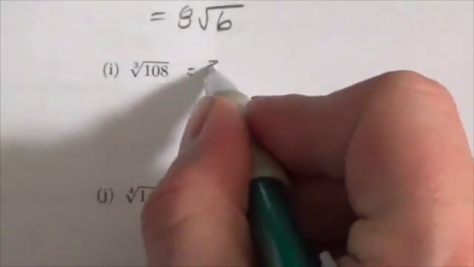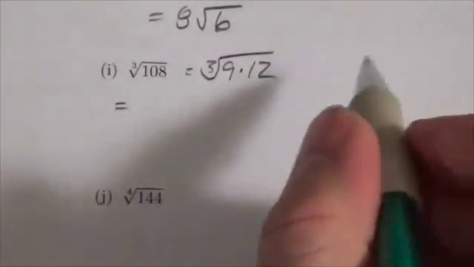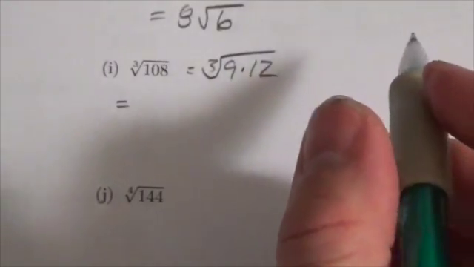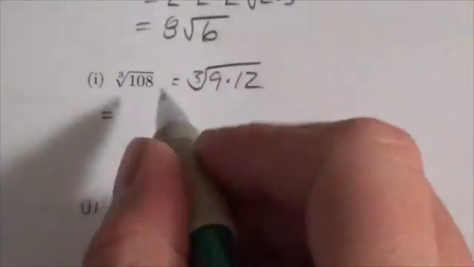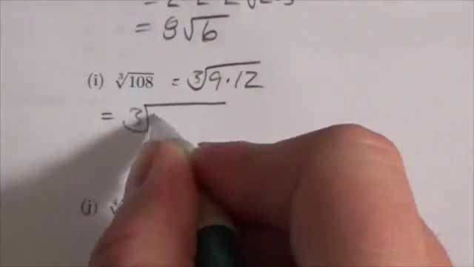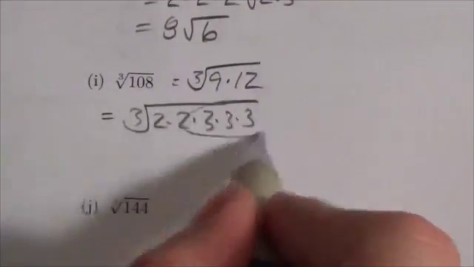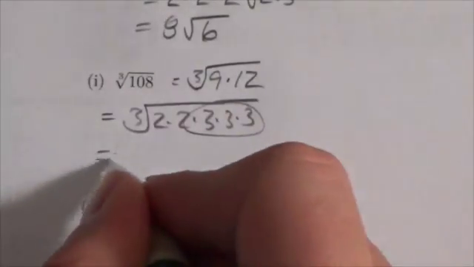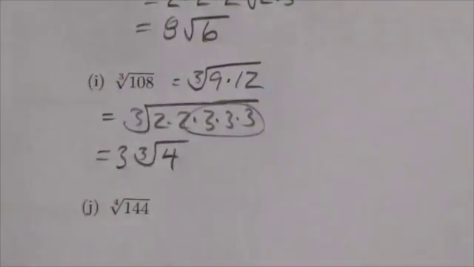For this next one, the cube root of 108, I do recognize this is 9 times 12. In fact, we've done this one earlier over here. This was B, so we already know that it's 2 times 2 times 3 times 3 times 3. This is going to be the cube root of 2 times 2 times 3 times 3 times 3. It's a cube root, so I'm looking for triplets, and there's a triplet of 3s, so I can pull one of those out. I'm left with the cube root of 2 times 2, which is just 4. So 3 cube root of 4.